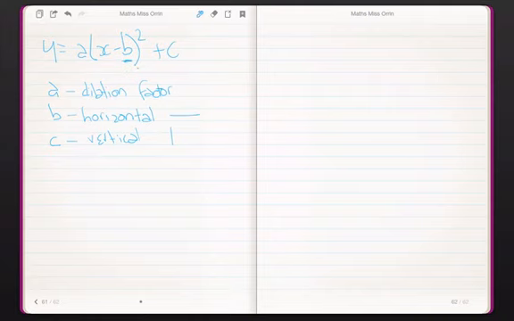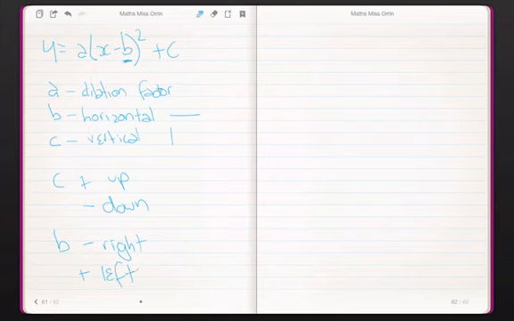If this is slightly confusing, let's start with the easy bits. C: if it's positive, it goes up. If it's negative, it goes down. That's easy. We talked about that in the last video. B, however, is the opposite of exactly what you think. If it's negative, it goes right. If it's positive, it goes left. So it's the opposite of what you think.